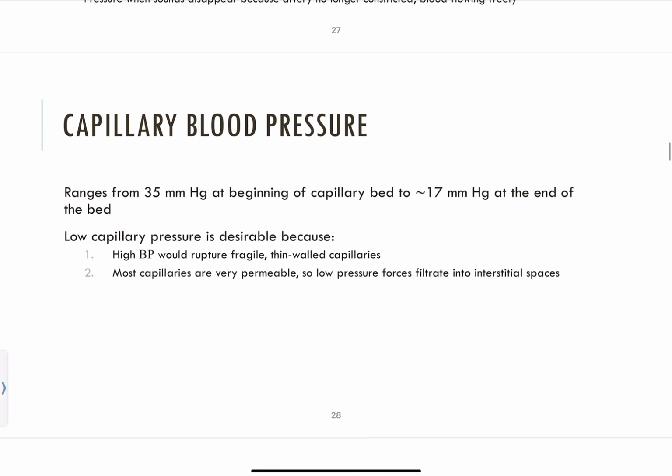Okay, so now let's talk about capillaries. This is where the real exchange is actually happening. Blood pressure is a lot lower here, starting around 35 millimeters of mercury and then dropping to about 17 millimeters of mercury. That's a really good thing because high pressure could actually burst these capillary walls, because remember, they're really, really thin. Plus, capillaries are really permeable, so even at a low pressure, fluids and nutrients can still be pushed out into the tissues.